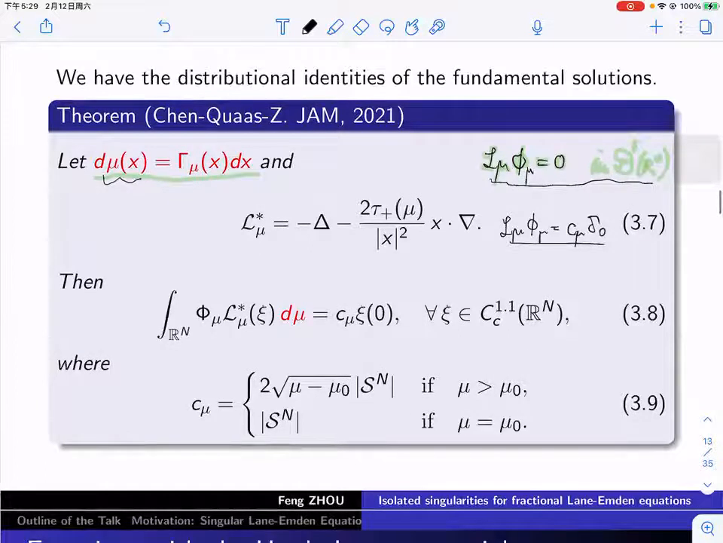So this means that for this operator L_mu, if we change the measure dx to d mu, then in some sense we refine the singularity of the function phi at 0.